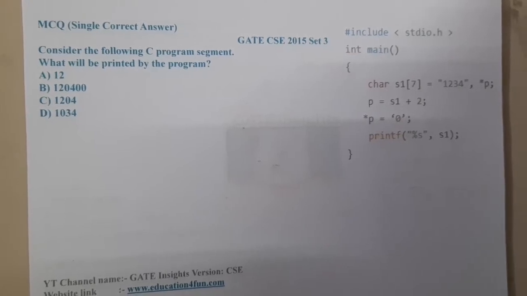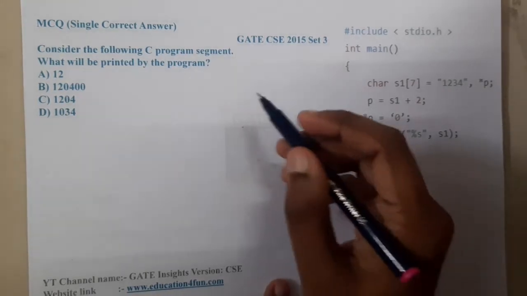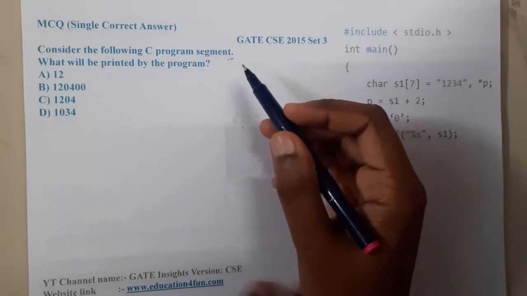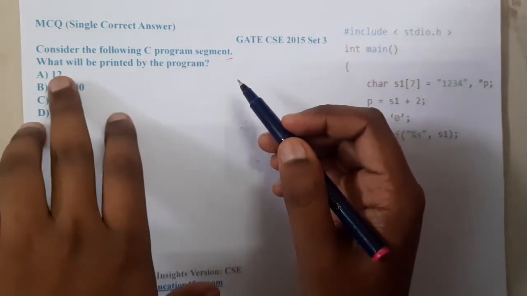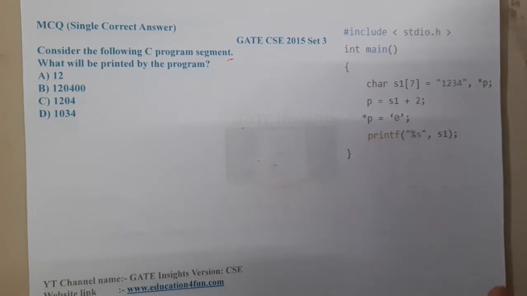In this lecture, let us go through the next question, that is a GATE CSE 2015 set 3 question. Here also he gave again the C code. So consider the following C code segment. What will be the output printed? Here there is no recursion or any concept, so it's a bit easy if you ask me.